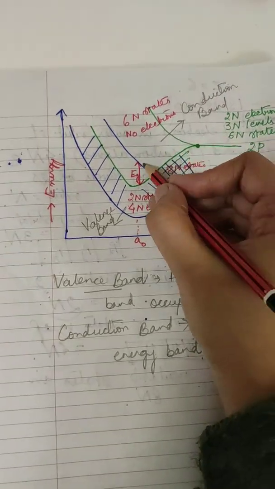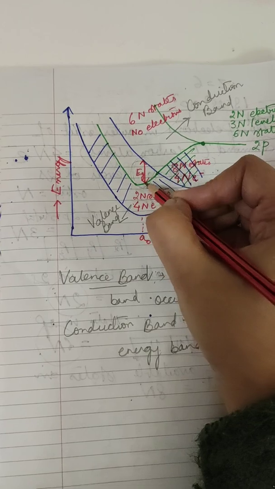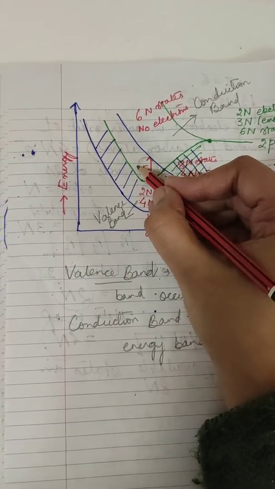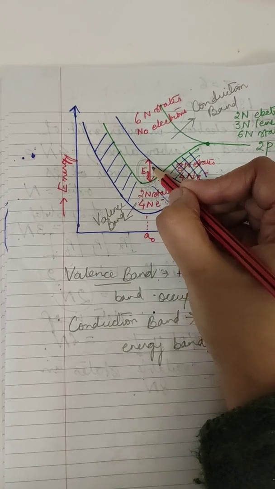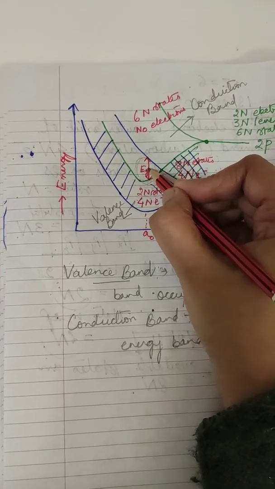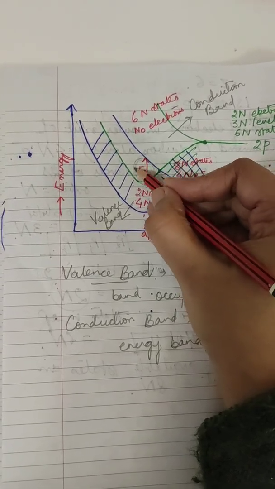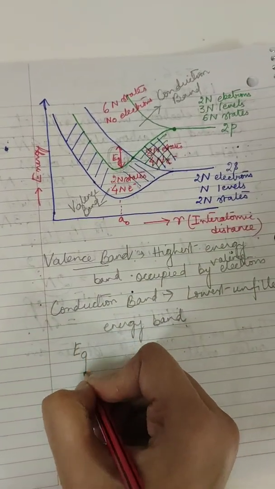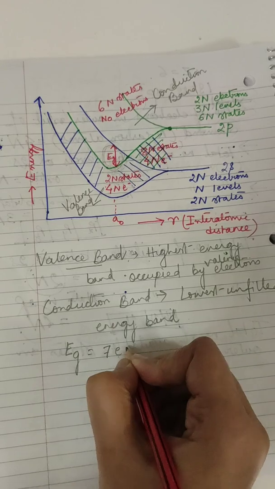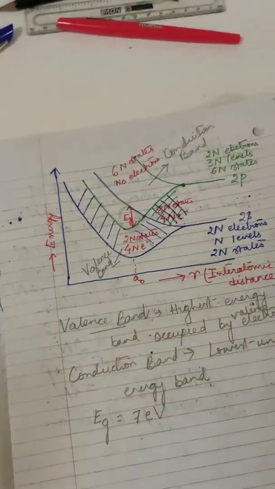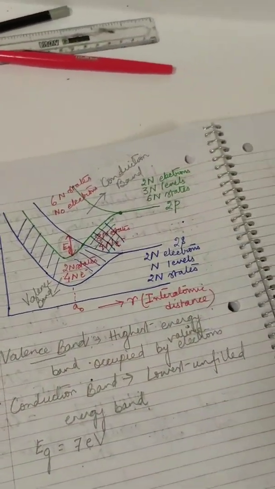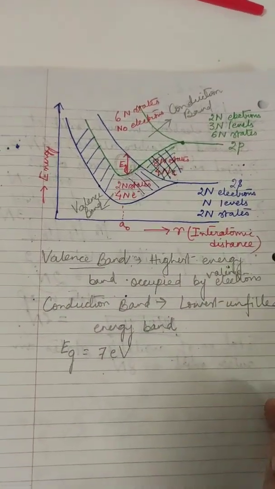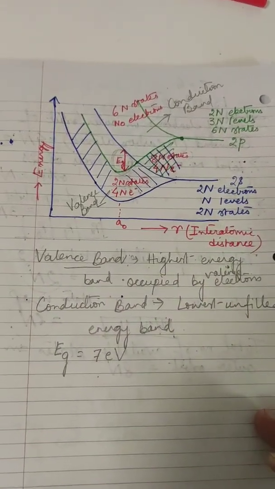Now in an insulator, like in diamond, this is the forbidden energy band, the forbidden energy gap. No electron can stay in this gap. And for diamond this is 7 electron volt. I guess it is 7 electron volt. Yes, for diamond it is 7 electron volt. This is the forbidden energy gap.